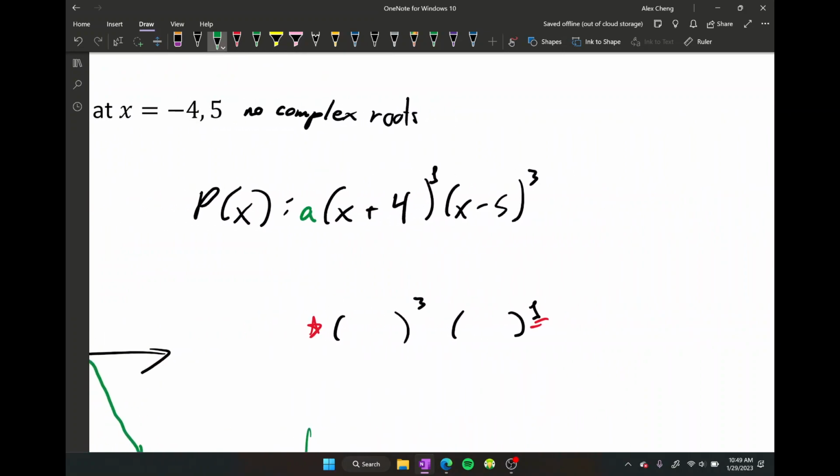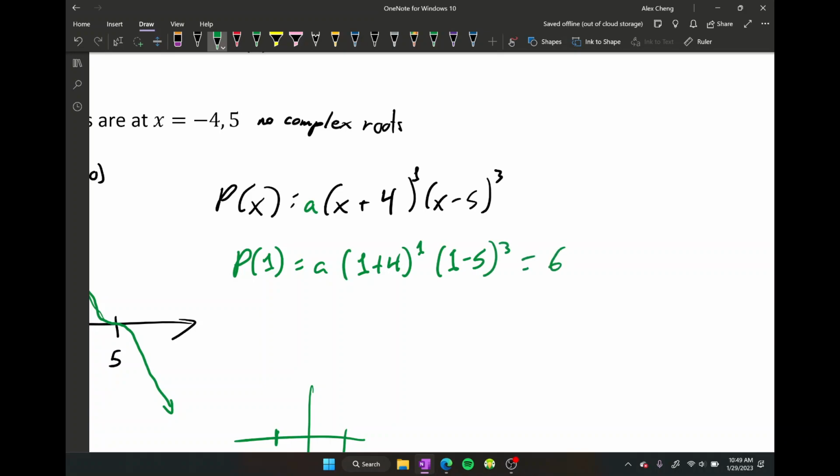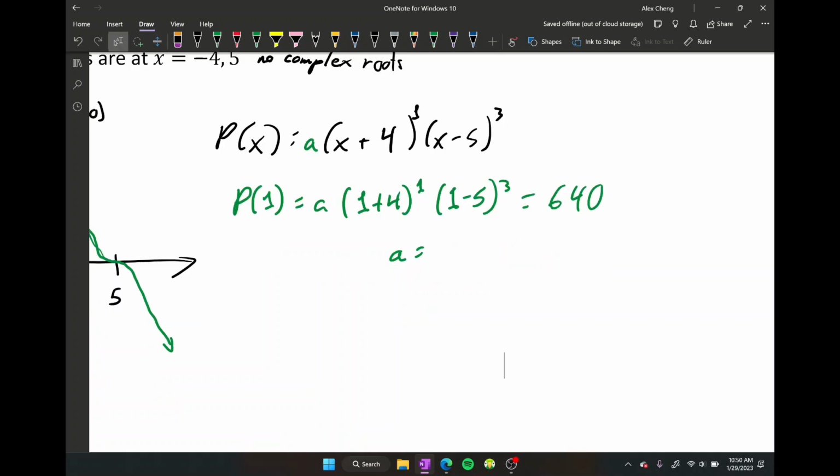So let's pretend I don't know what a is, which, well, not pretend, I actually don't know what a is, right? But what I do know is that p of 1, which is a, and then that just means you plug in 1, so I get 1 plus 4 to the first, 1 minus 5 cubed, that must come out to 640, right? And if you solve this, you will get the a value, which is, stand by, I believe the a value is -2. And so our function, p of x, is -2, x plus 4, x minus 5 cubed. And that will get you where you need to go.